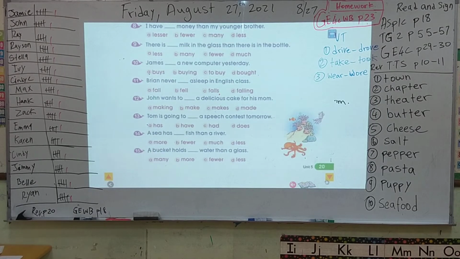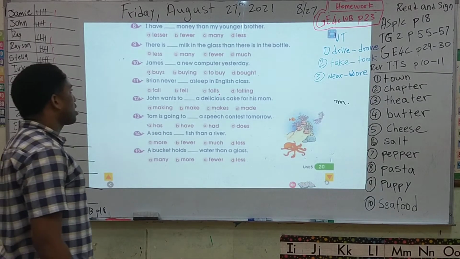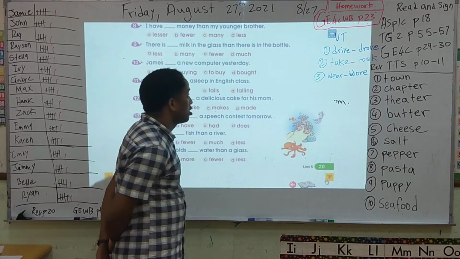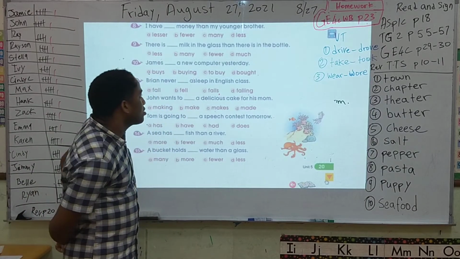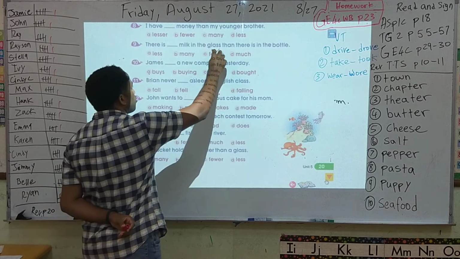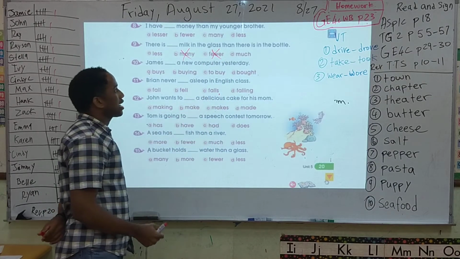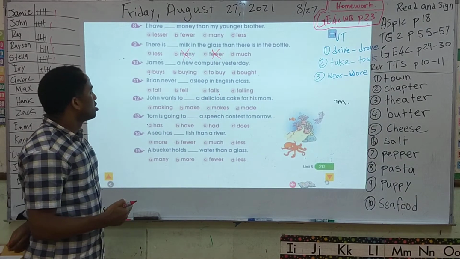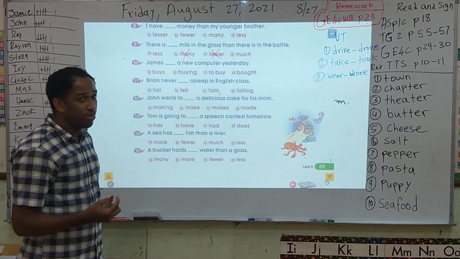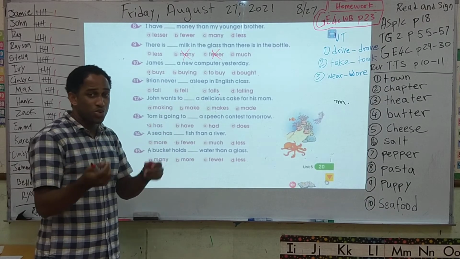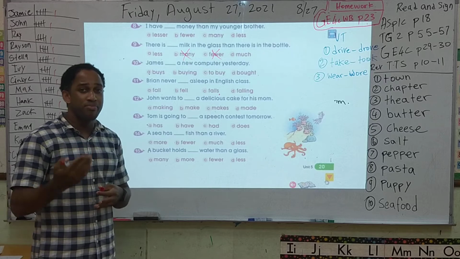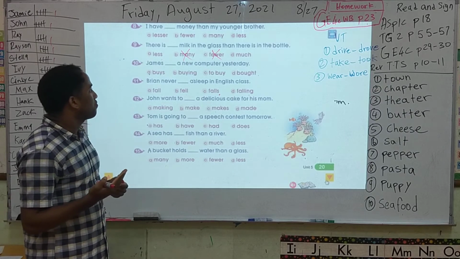Number 9. There is dash milk in the glass than the bottle. So milk is uncountable. So it cannot be fewer, it cannot be many. You have a bottle and you pour some in the glass. So which one has more? So we're going to choose the best answer.